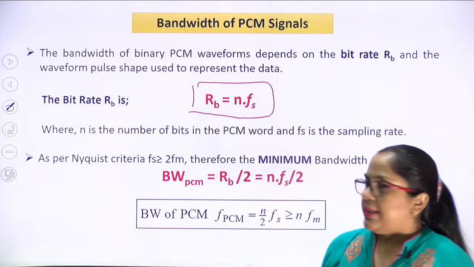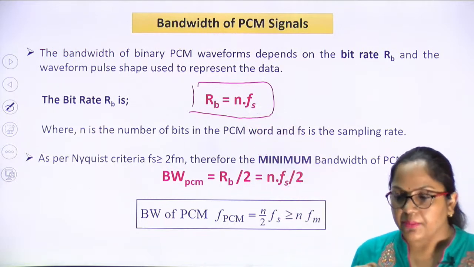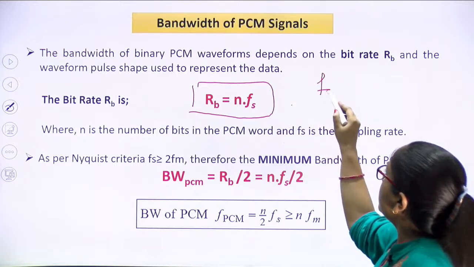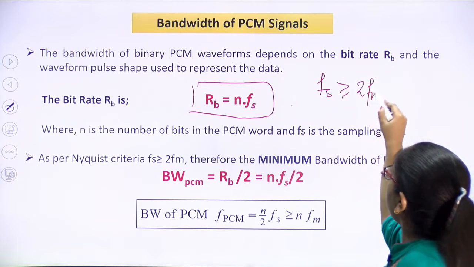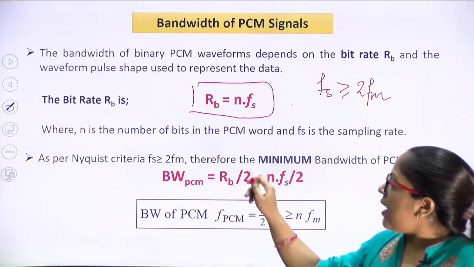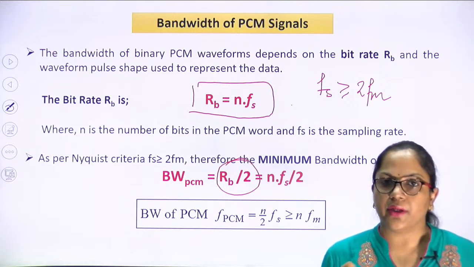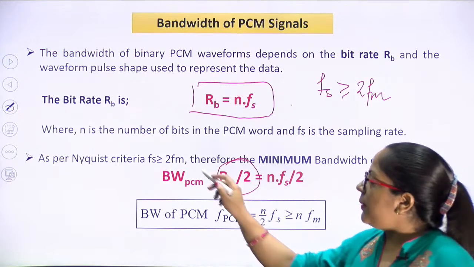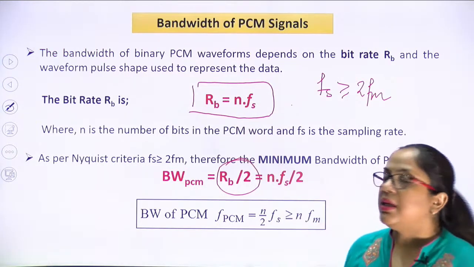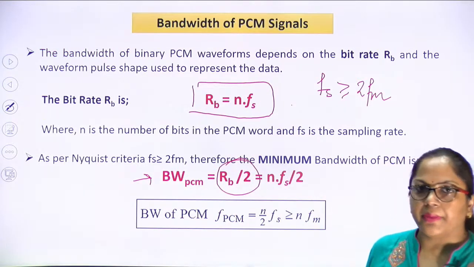The bit rate for PCM can be given as n into fs, where n is the number of bits and fs is the sampling frequency, which is twice fm. So the bandwidth requirement in case of PCM is half of the bit rate. Minimum this much bandwidth we require in case of PCM. Though the bandwidth will depend upon the number of bits, even if we are using the minimum number of bits, we require a minimum bandwidth of half of the bit rate.